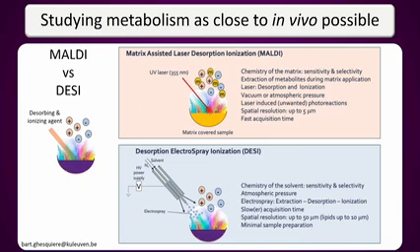There's two main technologies. I'm not going to go too much into details. MALDI, matrix-assisted laser desorption ionization: you shoot with a laser at the tissue. And then you have DESI, desorption electrospray ionization: you're going to spray a solvent on the tissue. The main difference between these two is that DESI is really soft ionization. You're not going to damage the tissue in any way.